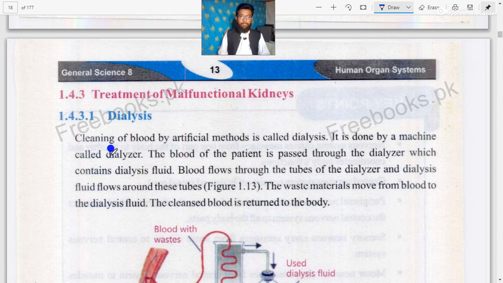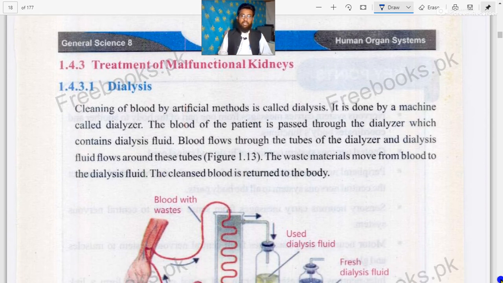Dear cadets, treatment of malfunctional kidneys. Treatment of the diseases of the kidneys. Dear cadets, first of all, we have the dialysis. If our kidney is not functioning properly, then we can use the procedure of dialysis.